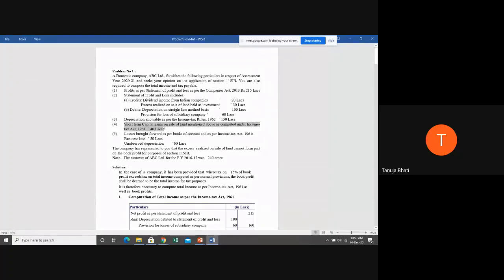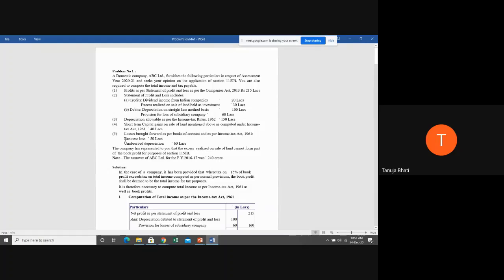Directly, short-term capital gains is given. In which head of income is this particular thing going to come? Income from capital gains. From head capital gains. Very good. Next, losses brought forward as per the books of accounts.